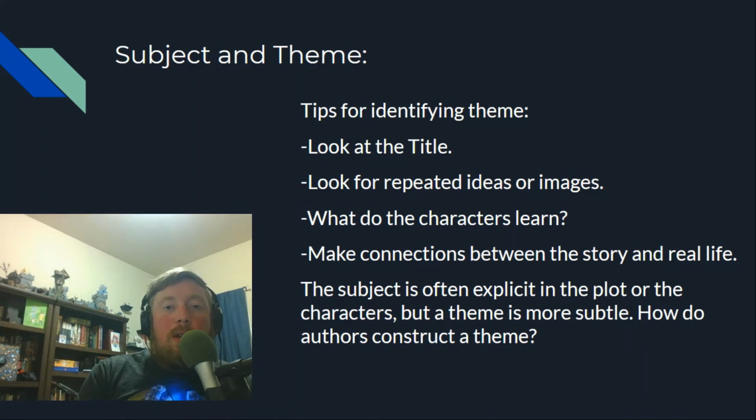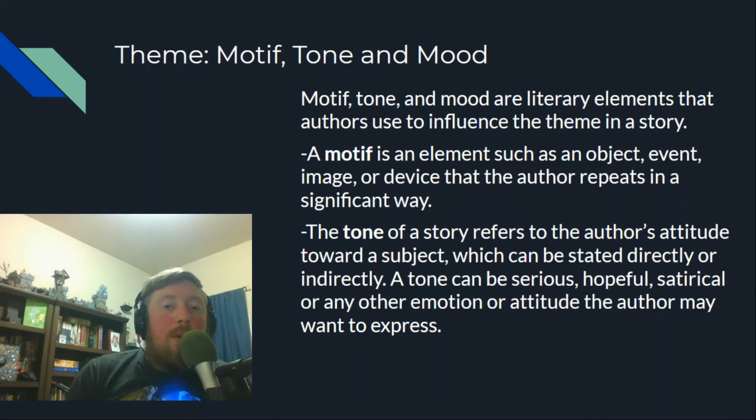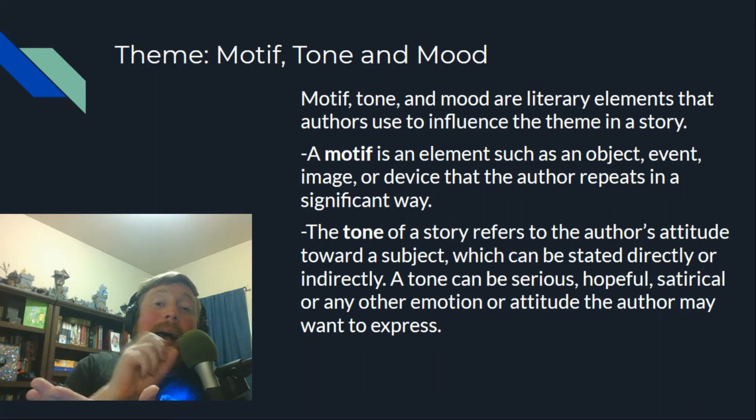So how do authors construct a theme? I mentioned motif. Motif, tone, and mood are literary elements that authors use to influence the theme in a story, and I wanted to hit on motif first because a motif is an element such as an object, an event, an image, or a device. It can even be a setting that the author repeats in a significant way, or keeps revisiting. Like I said before, that is the author taking this element, this object, this event, whatever it might be, and directing your attention, saying, hey, I'm highlighting this for you. I'm trying to show you that this is significant in some way.